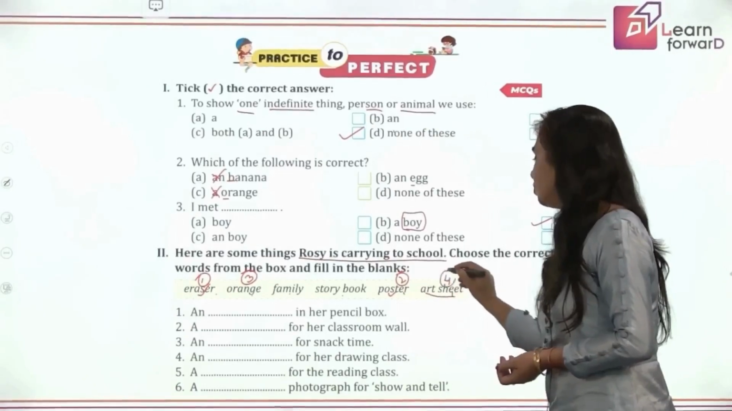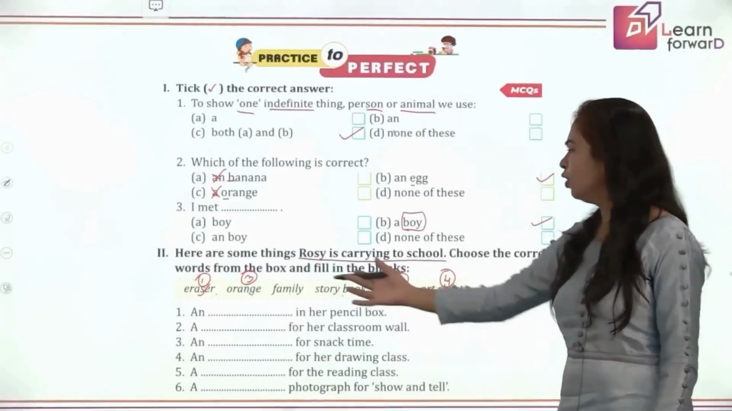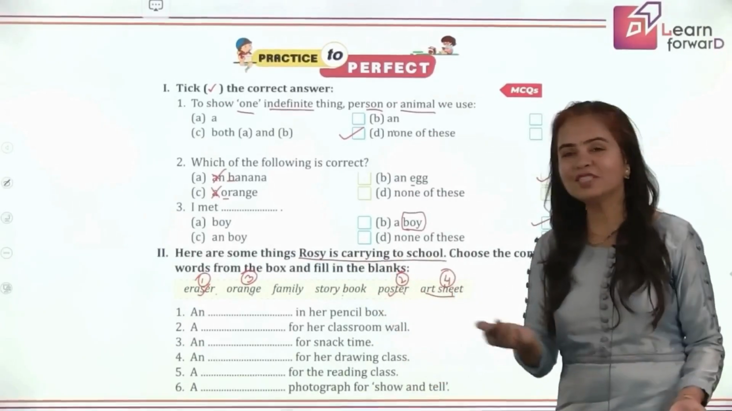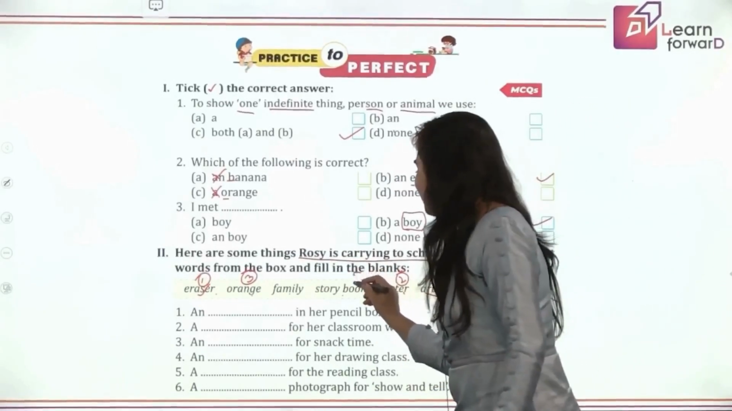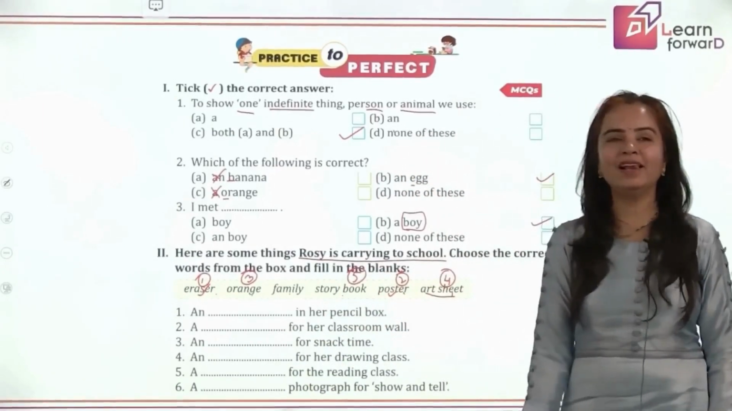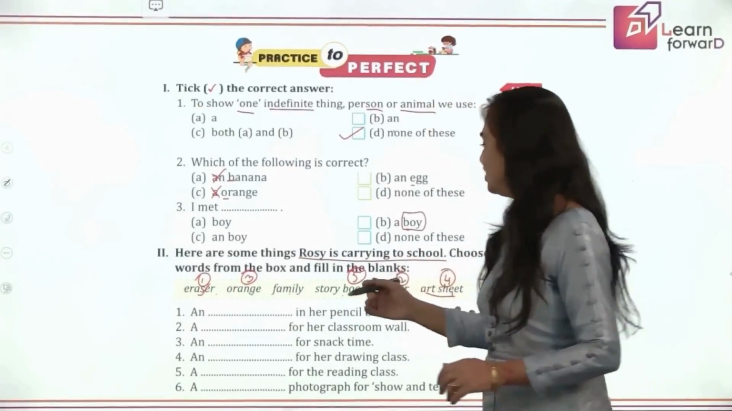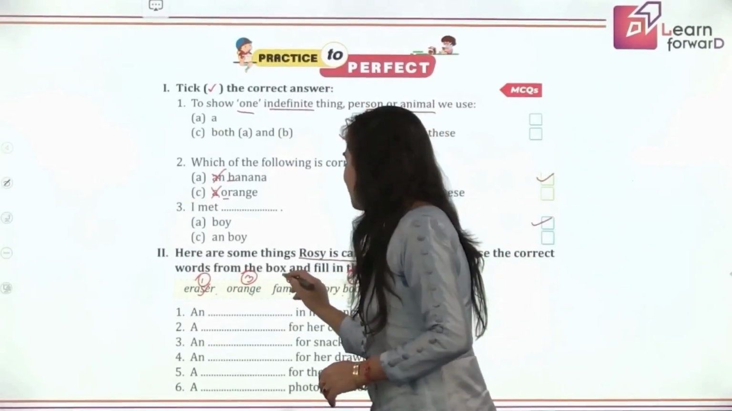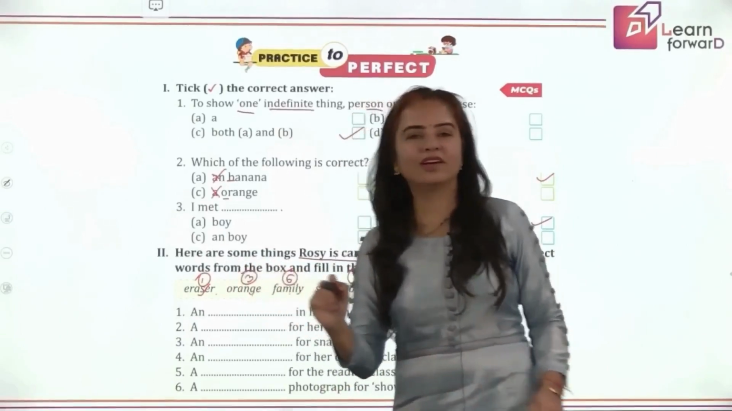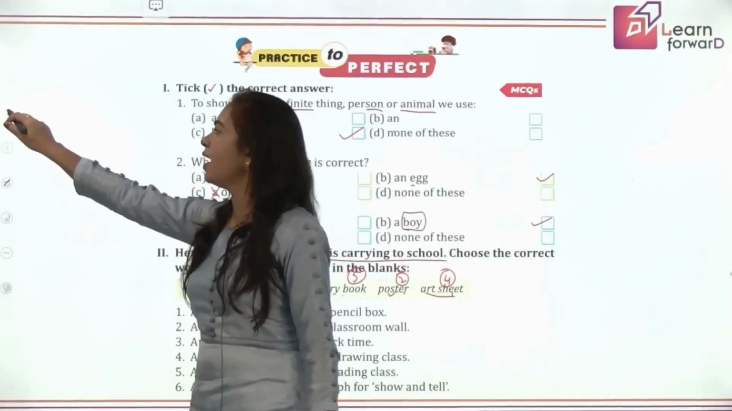That is number 4. Next, "a dash for the reading class." So what do you need from here? Of course, a storybook. Good. And "a dash photograph for show and tell." Do you have activities in class like that? Yes, you need a family photograph for show and tell. Wonderful response, children. So that means you have understood where to use a, an and the articles.